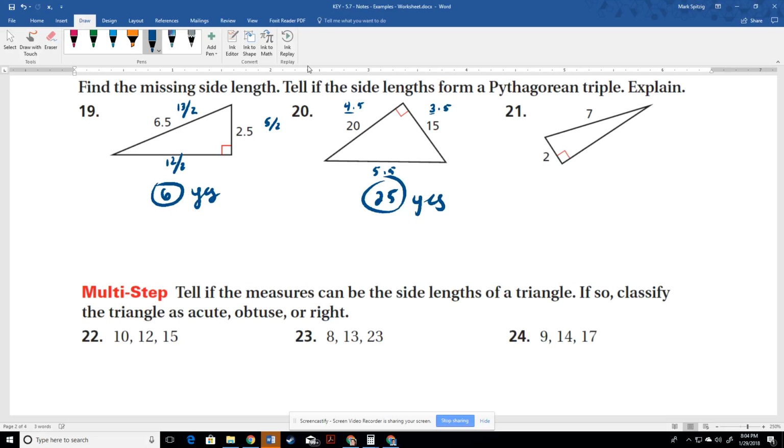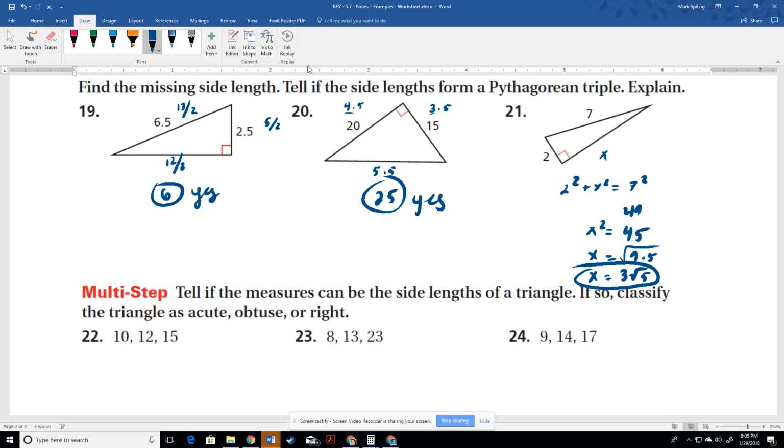This one's not going to be, there's no 2 something 7, so we're going to do a little 2 squared plus x squared equals 7 squared, so 49. And then we subtract 4, so we get 45. x squared equals 45. So 45 is what? 15 times 3, right? Oh, better, 9 times 5. Okay, so we can take out that, make it 3 radical 5.